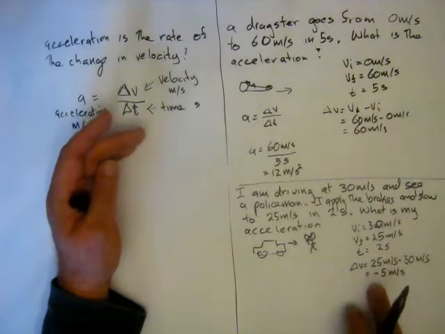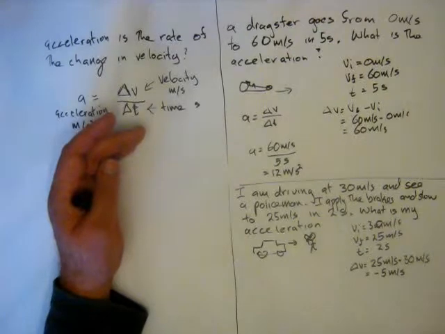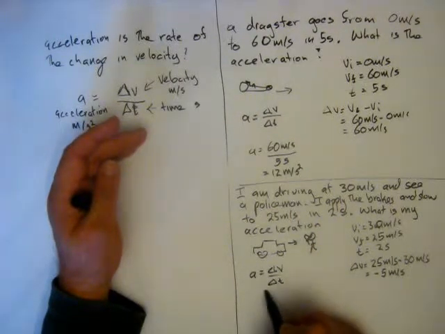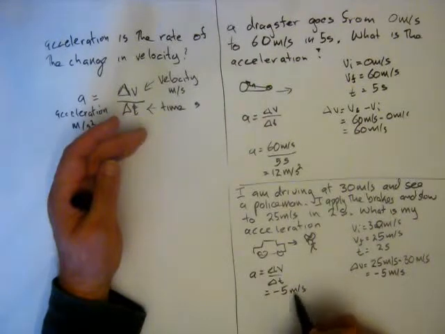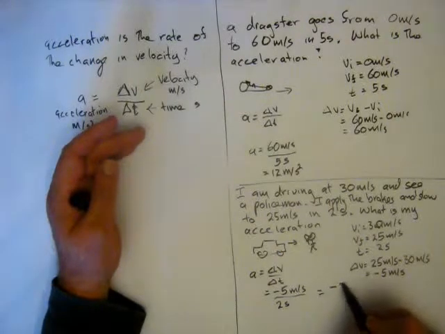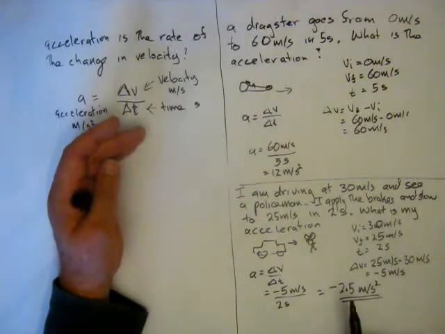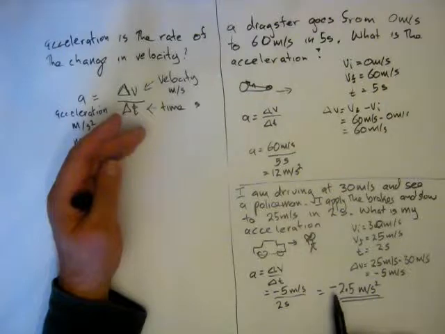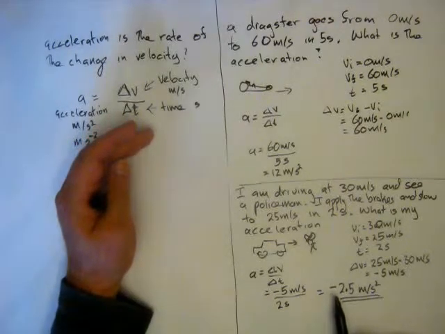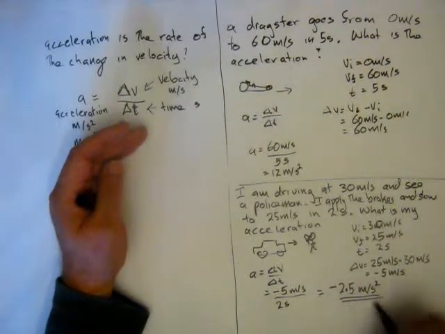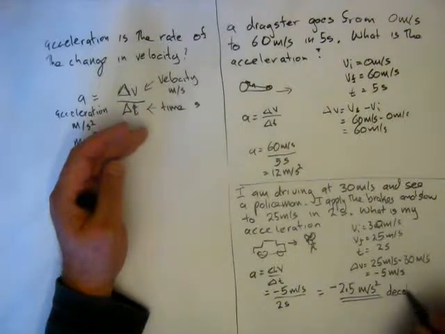What that means, the negative sign means I slow down. If it's a positive sign, I'd speed up. So a is equal to change in v over change in t, which is equal to negative 5 meters per second over 2 seconds equals minus 2.5 meters per second squared. Okay, that minus sign tells me I'm actually slowing down. If that was a positive sign, I'd be speeding up, but as that is a negative sign, it's slowing down. And in the trade, we call that deceleration.